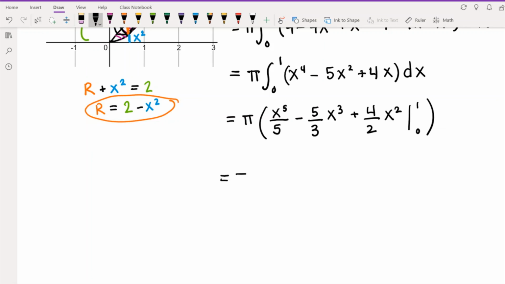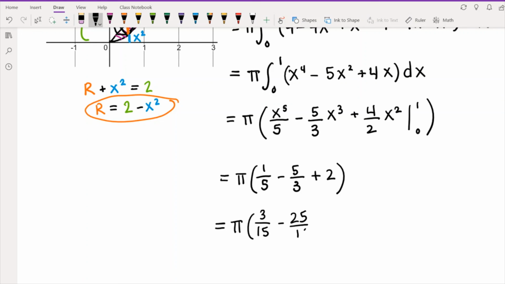So that's going to give us now 1/5 minus 5/3 plus 2. Now we're almost done. We can just make a common denominator. So that's going to be 3 over 15 minus, if we multiply this one by 5, that's 25 over 15, plus 30 over 15. So altogether, that's going to give us 33 minus 25 is 8. And so we're left with 8 pi over 15.